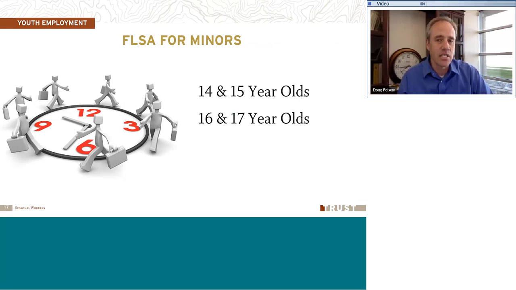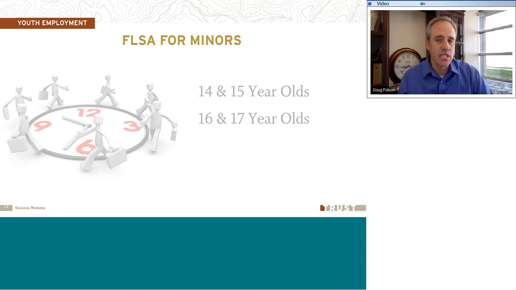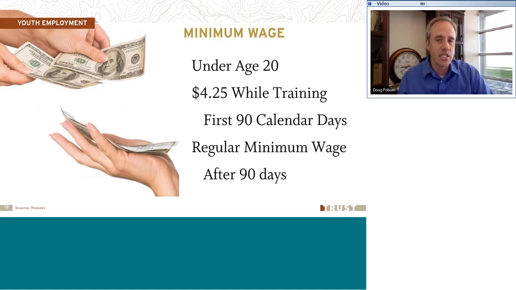But for these minors, you can actually pay them $4.25 an hour while they're training. It's considered a training period. It's 90 calendar days, not 90 work days, but 90 calendar days. You can pay that lower minimum wage to people under the age of 21. Once the first 90 calendar days are done, then you have to pay them the regular minimum wage of at least $7.25. So that's a little bit of a difference in pay potentially for minors.